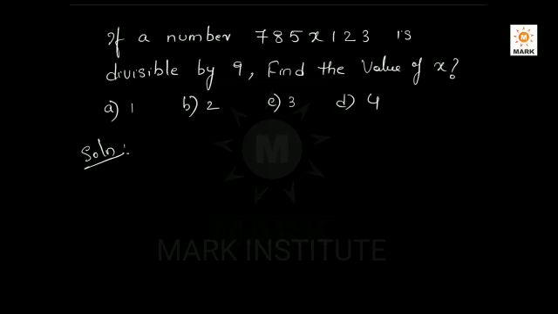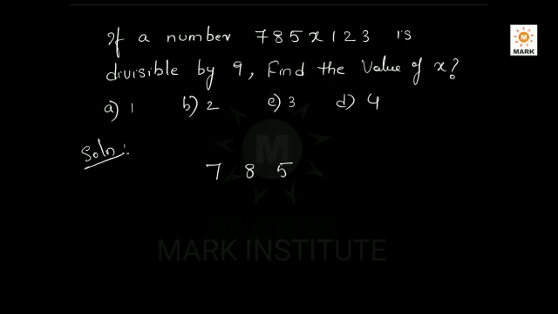Now there is another question based on the divisibility rule for 9. The question is, if a number 785x123 is divisible by 9, then find the value of x. Options are 1, 2, 3 and 4. Friends, we know the rule is the same for 3 and 9, but here the digit sum of the number should be 9 or multiples of 9. So I am going to solve this question by using the cancellation technique.